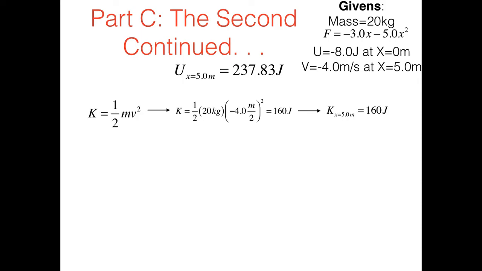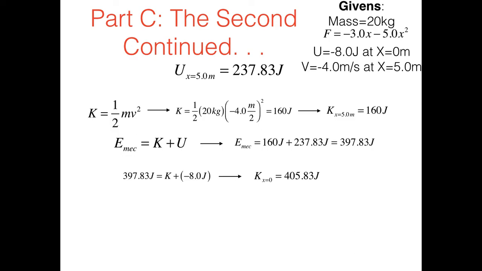Then we'll solve for the kinetic energy at x equals 5. Using K equals 1/2 mv squared, plug in our mass of 20 and our velocity of negative 4 to once again get 160 joules. Then our total mechanical energy is equal to the kinetic plus the potential. We'll plug in 160 joules, which is our kinetic energy at x equals 5, plus 237.83 joules, which is our potential energy at x equals 5, to get a total mechanical energy in the system of 397.83 joules.